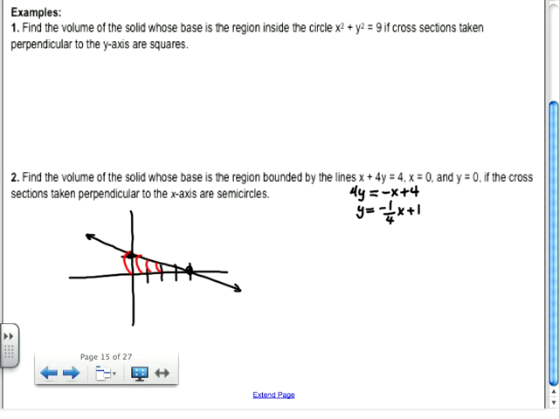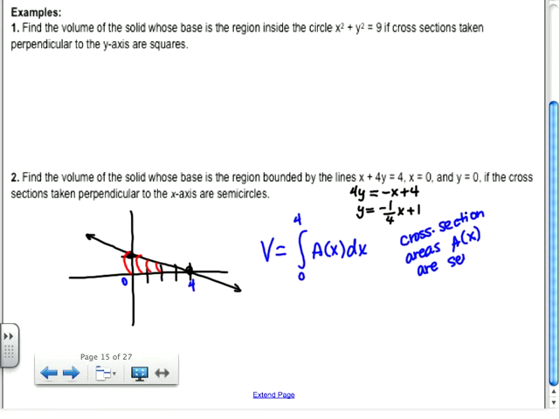Okay, so we know that the volume is going to be integrating all of your areas from x equals 0 to 4. In my cross-section areas, these are semicircles. So that means I'm going to have 1/2 pi r squared. And that's why it works out to be half of a solid of revolution, because of the 1/2 part.